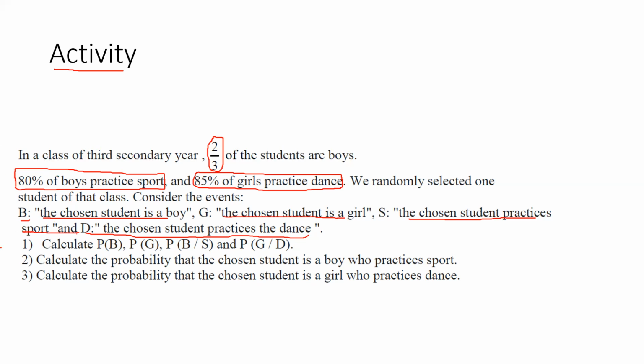You understand the given? In a class of third secondary, 2/3 are boys. 80% of the boys practice sport and 85% of the girls practice dance, etc. Part 1. What is the probability that the chosen student is a boy?